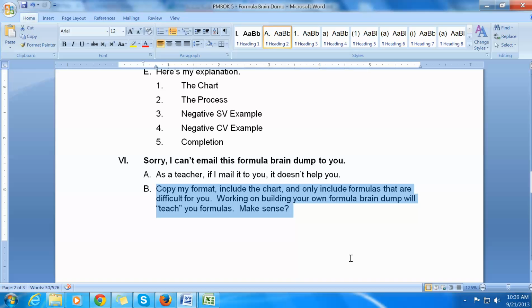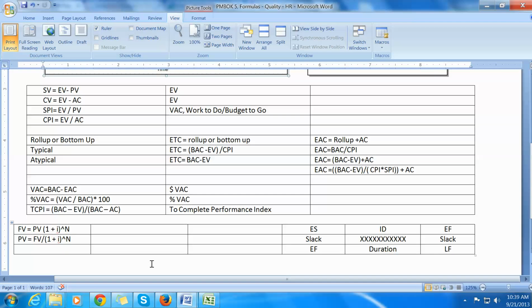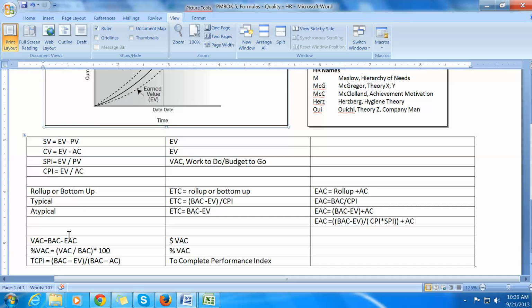So what I am saying is copy my format, include the chart. That's really what I'm giving you, the concept of the chart. And then put in the formulas that you need. You don't need all of them. You may be a math whiz, so some of these formulas you may not need at all. So perhaps you're really good with future value and present value. You don't need this kind of stuff. And you also have to build this in a way that you can memorize it.